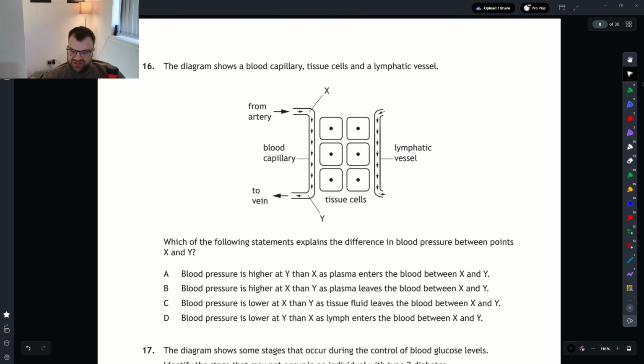Here we're talking about blood pressure and lymphatic systems. Explain the difference in blood pressure between points X and Y. So we're going from an artery to a vein. So arteries will be pushing the blood more quickly. So blood pressure is higher at X or lower at Y. So I can rule out these two because that's just factually incorrect.